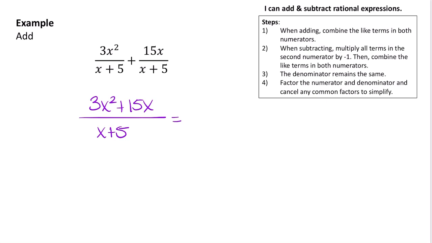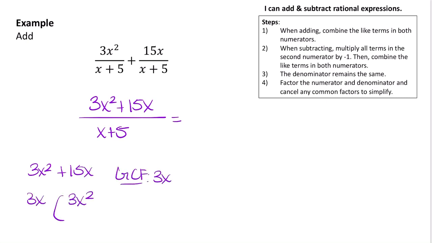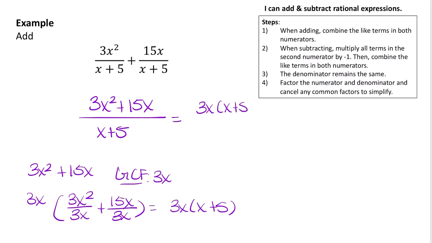So I'm going to factor the numerator to see if I can simplify anything. When I factor the numerator, notice that both of these terms have a GCF. The GCF is 3x, and I'm going to go ahead and factor that out. I'm going to divide a 3x out of both of these terms, and that is going to become 3x times x plus 5. You'll notice that when I do this, this rational expression can actually be simplified. This x plus 5 and x plus 5 will cancel, and that's going to leave me with a final answer of just 3x.